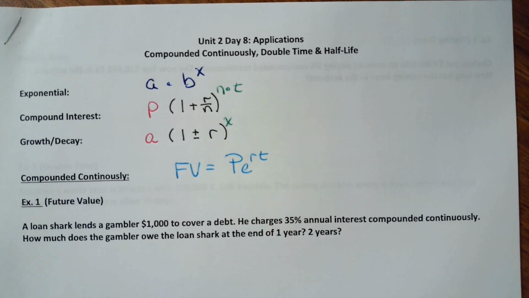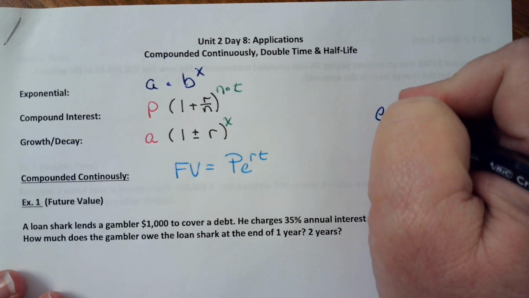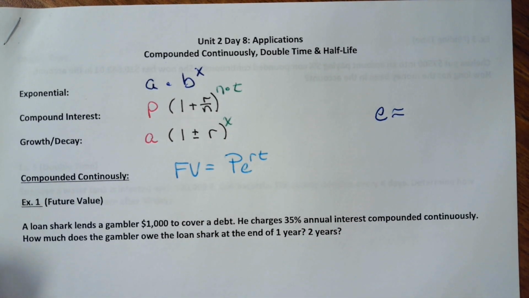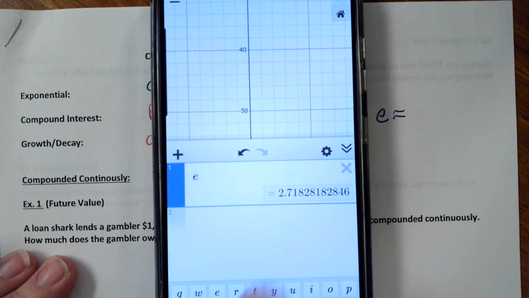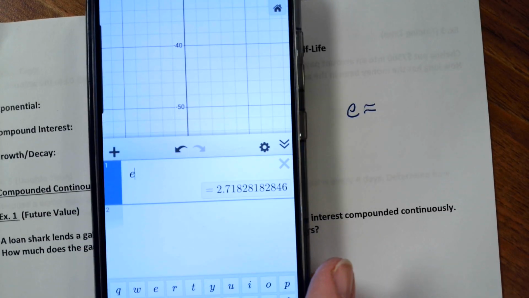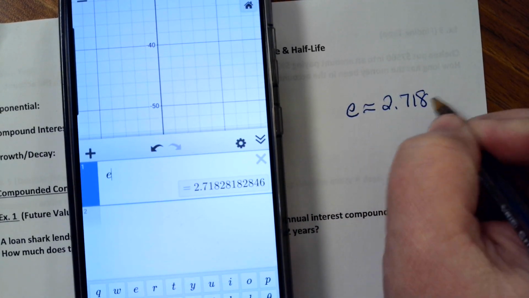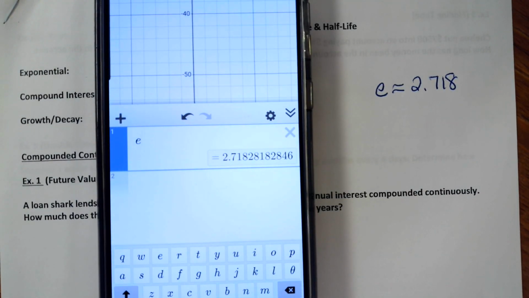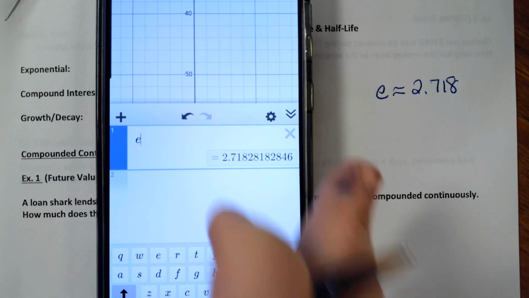Now, we talked about E the other day. E, we know, is just like pi. It represents a specific number. And if you forget, remember you can always go in the Desmos and you can type in E, and it's going to tell you what that value is. So our value for E, excuse me, is 2.718, etc. It is an irrational number because it keeps going forever with no repetition, and it doesn't stop.